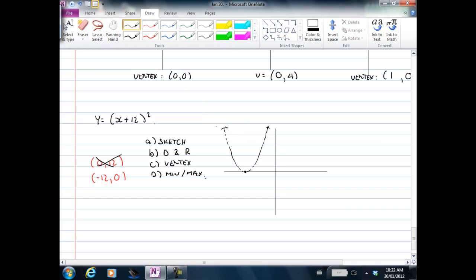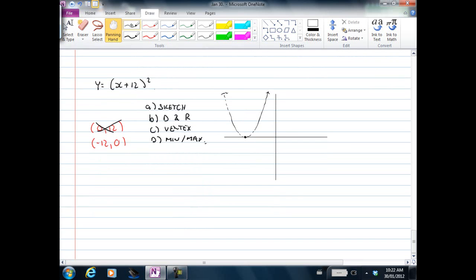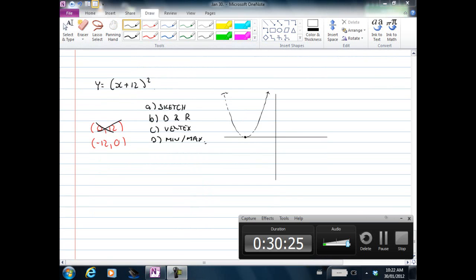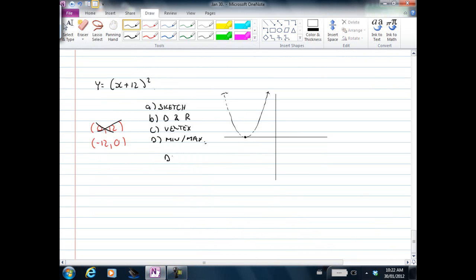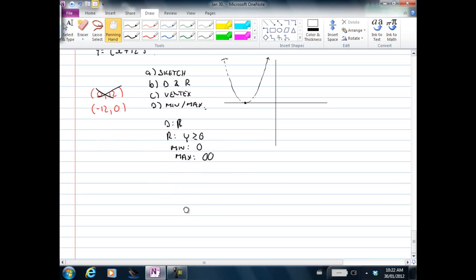And go ahead, find all the domain, range, and all the lovely stuff. To save time, I'm just going to give it to you. Did I record it? Yeah. Domain, all reals. Range, y is greater than or equal to 0. Vertex I just did, min is 0. Max, infinity. Okay. I'm going to push on. I'm going to put everything together. Let's see how we can survive this.